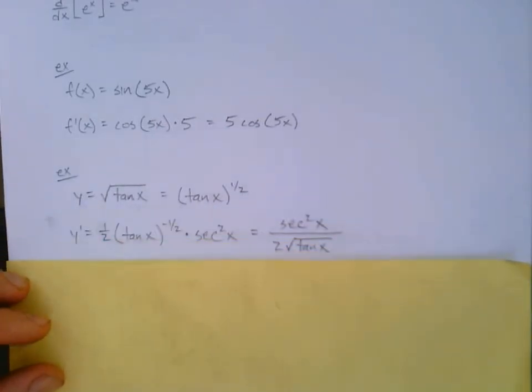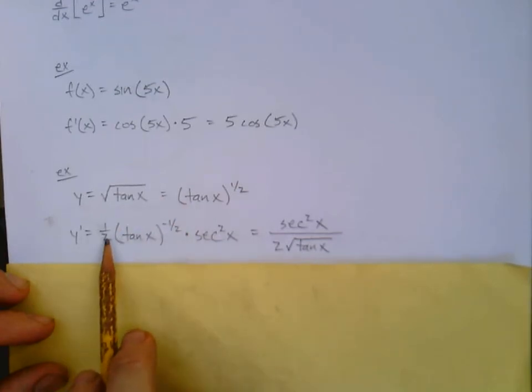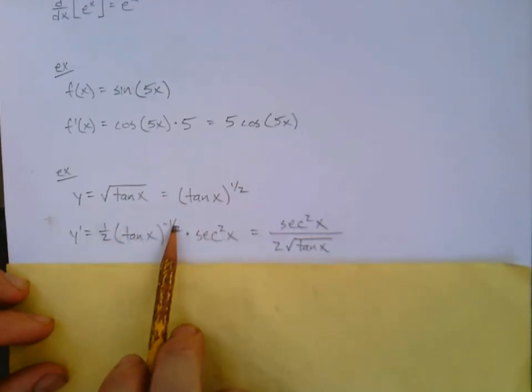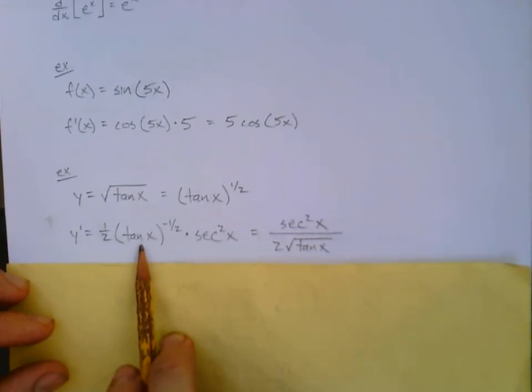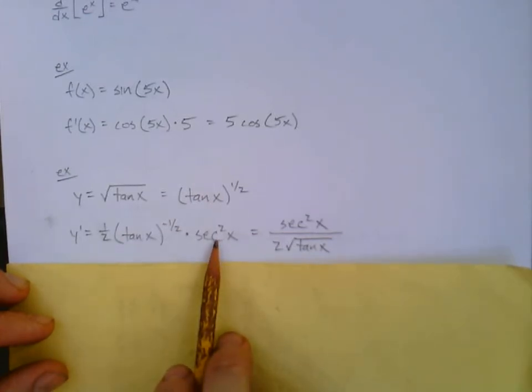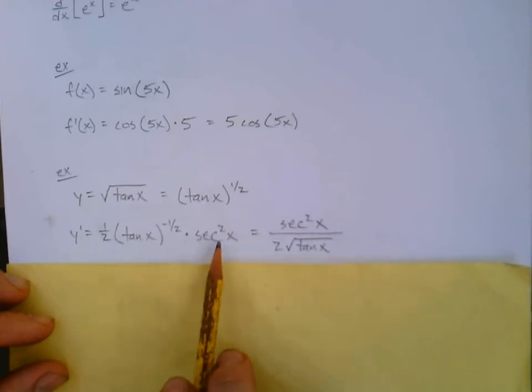And so here it is. y prime, well, the derivative, the 1/2 would come down to the front. It would drop to a negative 1/2 when we subtract 1. And of course, we just copy the tangent x for now. And we will multiply by the derivative of the tangent x, which you may recall is secant squared x. So this looks very nice right here. You might prefer to leave that if you don't have to simplify.